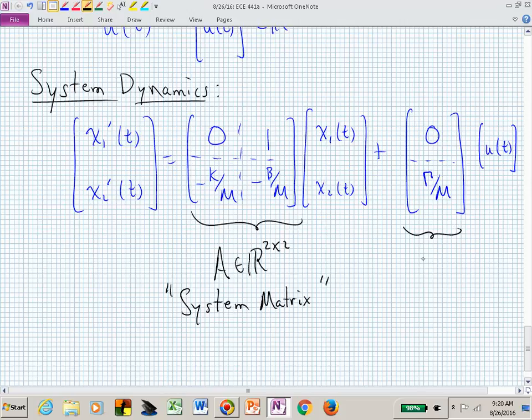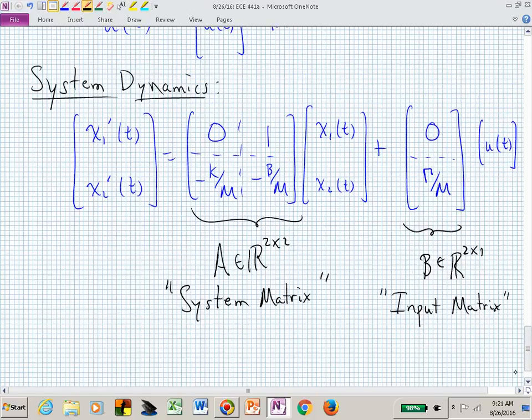Here is our input matrix, B, which is 2 by 1, and so we'll refer to that as our input matrix. Everyone's comfortable with where those coefficients, the entries in A and B, came from. Let's now look at creating an output matrix. And here I didn't even specify an output yet, so let me just make that call.